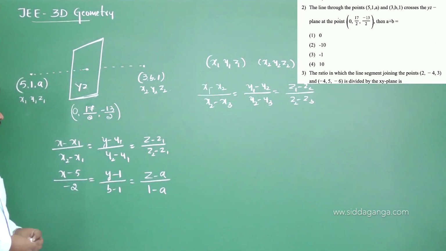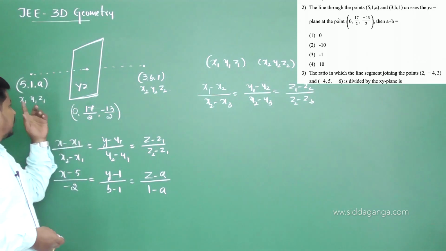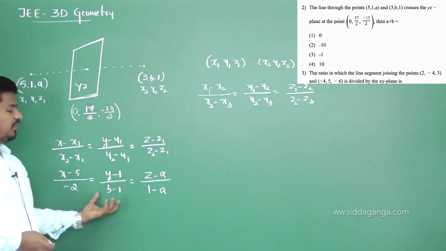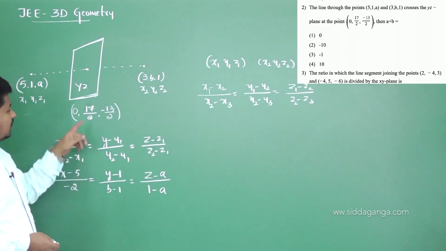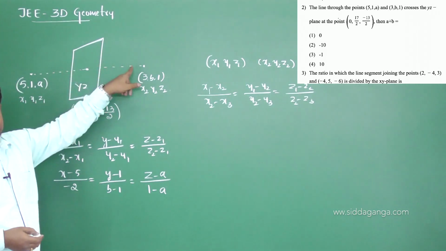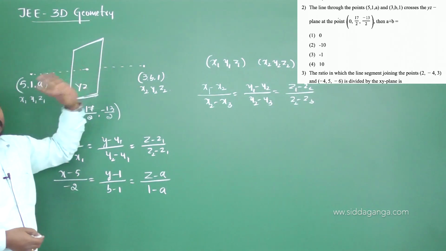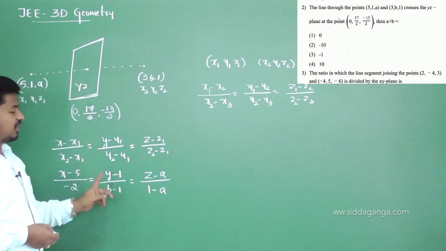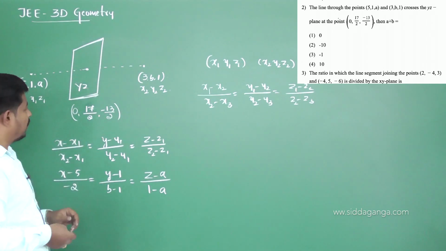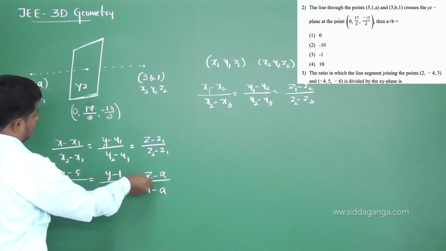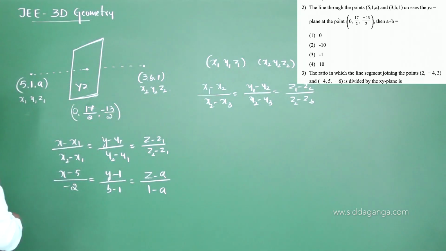So now this is the equation of a line passing through 2 given points (x1, y1, z1) and (x2, y2, z2), which here is 5, 1, a and 3, b, 1. This is the equation of the line. Now this point is on the yz plane and also on the line joining these 2 points. I can say these 3 points are collinear, and hence this point should satisfy this equation. So I am going to replace x by 0, y by 17 by 2 and z by minus 13 by 2, and then you will get the values of a and b.